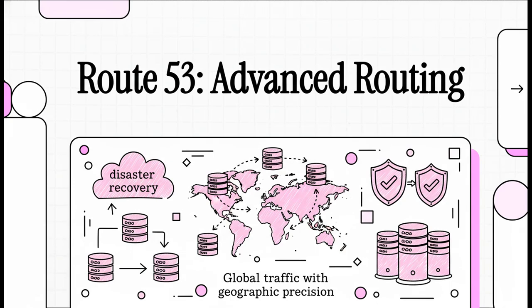All right, today we are diving deep into some of an architect's most powerful tools, the advanced routing policies inside AWS Route 53. We're going to cover how you build for disaster recovery, how you manage global traffic with surgical precision, and of course, how you make sure everything stays highly available. Let's get right into it.